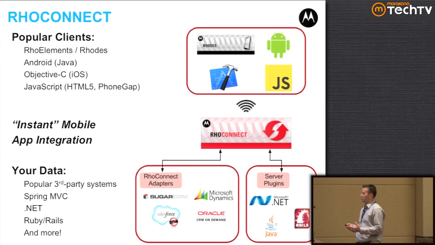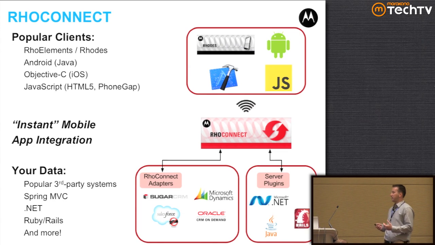So how does RHOCONNECT work? You write pieces of code called source adapters, which Adam talked a lot about yesterday, where you transform your back-end data into simple data structures that can be synchronized. And the way that you transform that data in a source adapter is a pretty generic system.